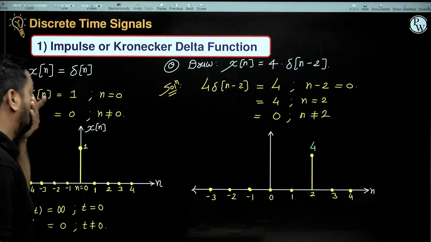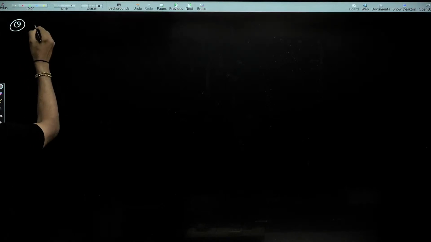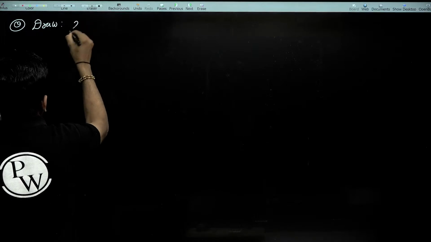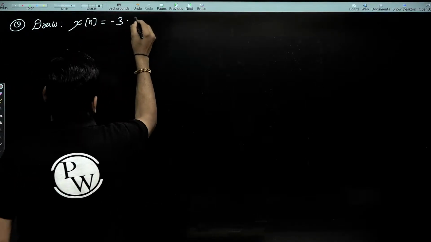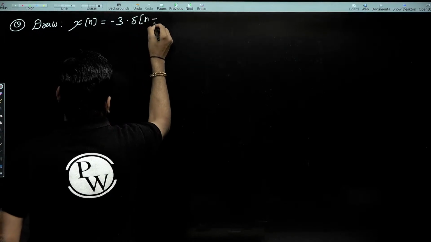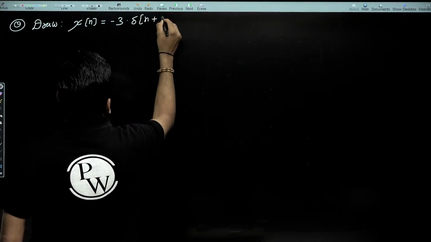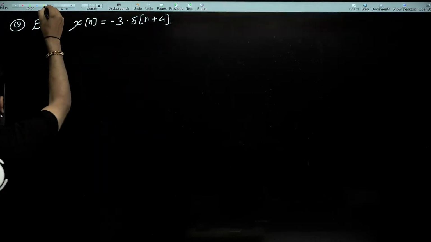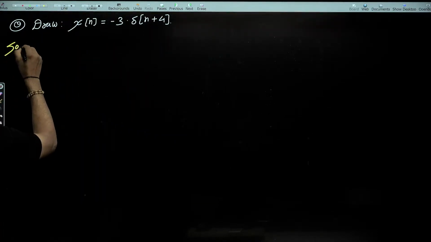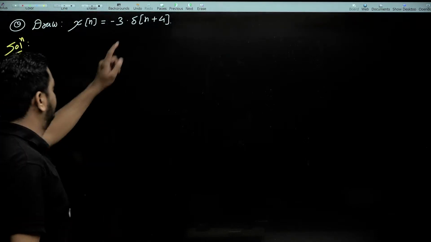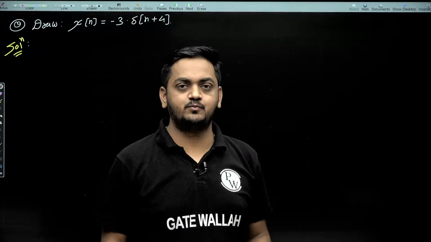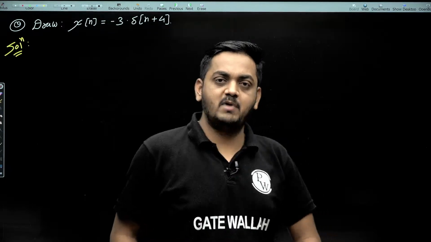Sample amplitude is 4. Now suppose I am asking to draw x of n equal to minus 3 del n plus 4. What is the location of this sample? What is the amplitude, guys? You can see here, this sample is present at n equal to minus 4, having amplitude minus 3, guys.